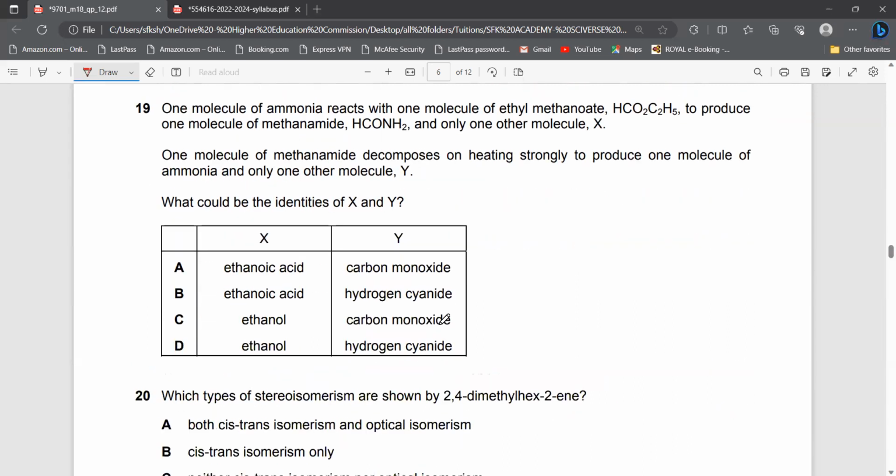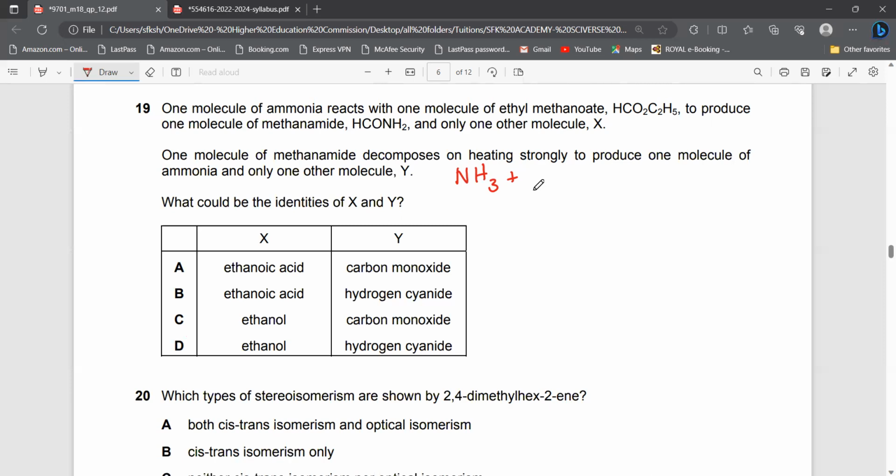19. One molecule of ammonia reacts with one molecule of ethyl methanoate to produce one molecule of methanamide and only one other molecule X. Now, one molecule of methanamide decomposes on strong heating to produce one molecule of ammonia and only one molecule of Y. What could be the identities? Actually, in this particular question, they've used a lot of 'molecule' to confuse you. This is very simple. Ammonia has to react with ethyl methanoate.